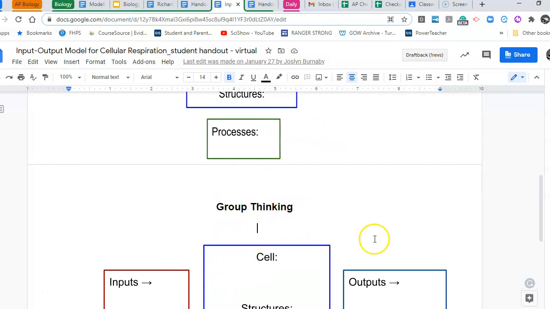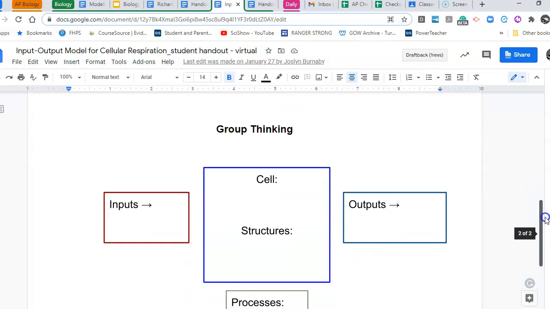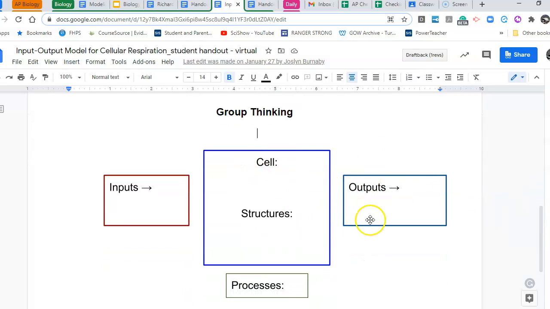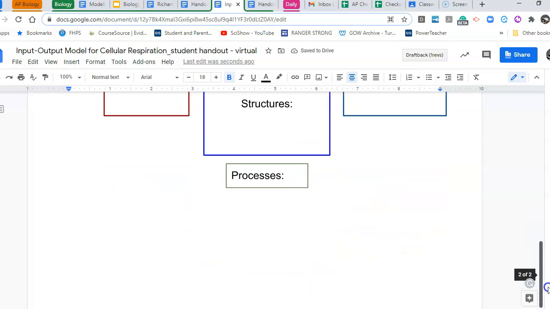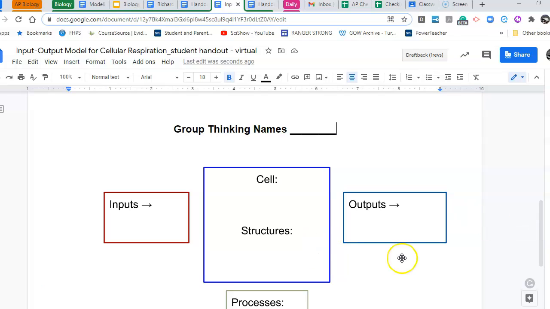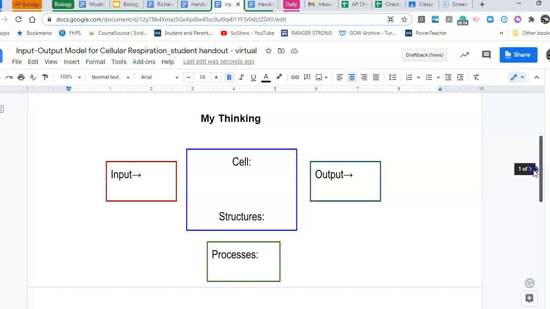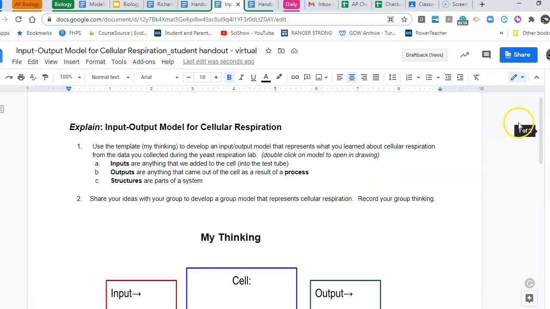Take a minute or two to do that by yourself. Then with your group in your breakout room, I want you to talk about it together, put your names here, and record as a group what you think is going on all together. Each person will have their group process underneath their individual process up above. You'll do that first in your breakout rooms. When your group is done, you can go ahead and log off if you want.